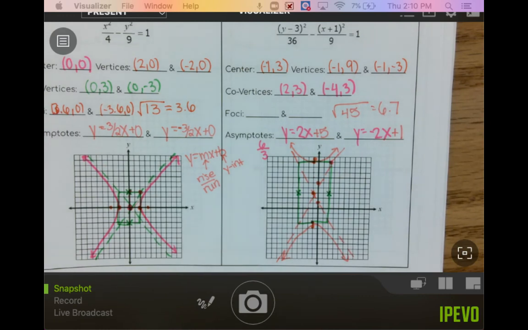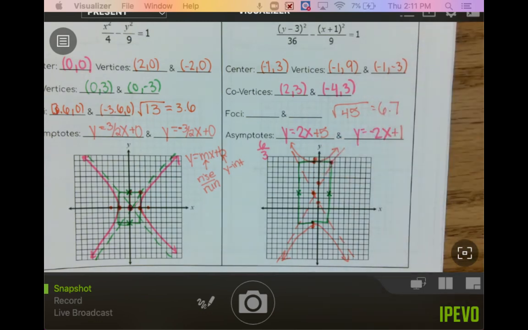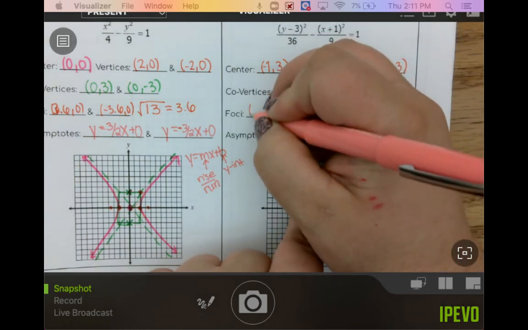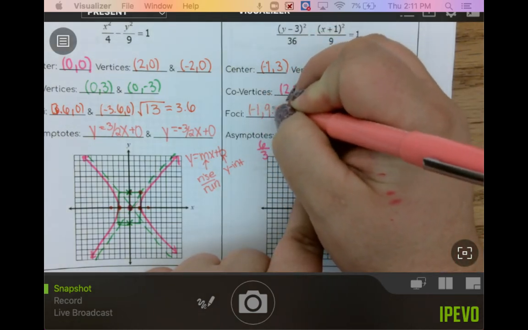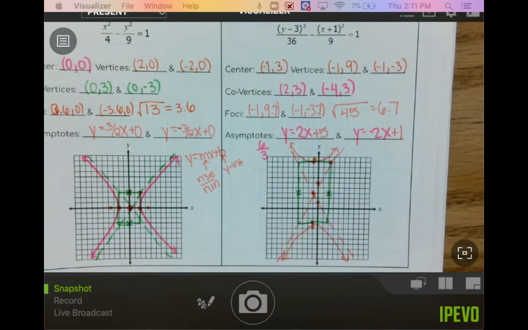Just guess. This one you kind of are just guessing on a little bit. Because it's 6.7, so you're just going to go up 6 and a little bit. This was already 6, so you're just going up 0.7 more than it already was. Which is going to make it, instead of being -1, 9 and -1, -3, it's going to be -1, 9.7 and -1, -3.7. Because you just took the vertices and put them 0.7 further away. So you're just adding 0.7 onto the vertices, basically.